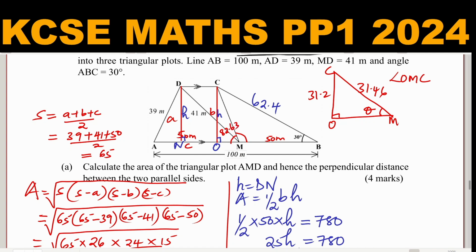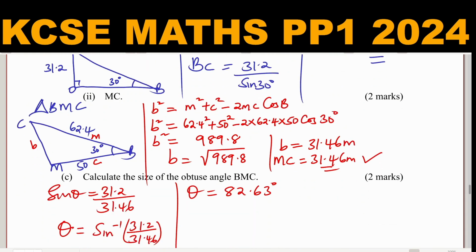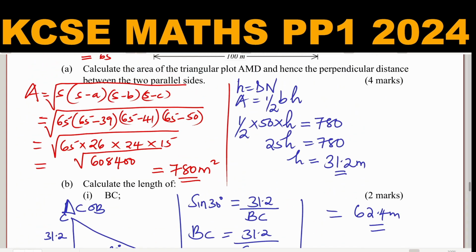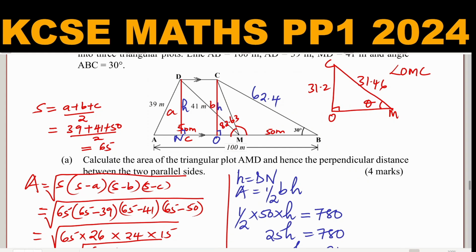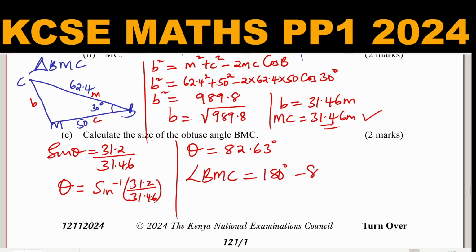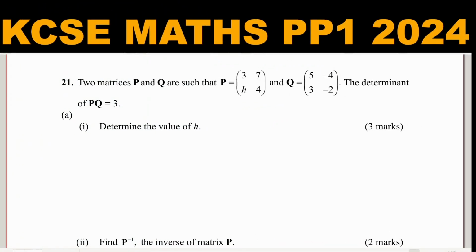So definitely, because that is a straight line, to get angle BMC, we are simply going to take 180, and then we subtract the angle on the left hand side, that is angle OMC, 82.63 degrees, and that will give us the obtuse angle as 97.37 degrees.